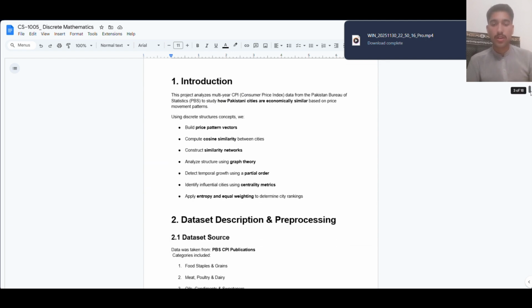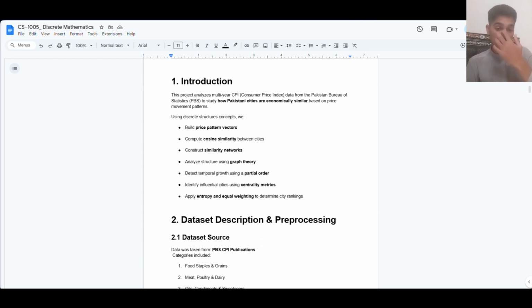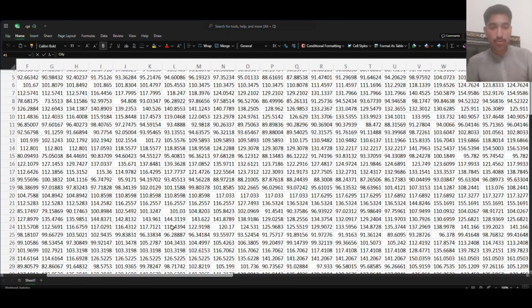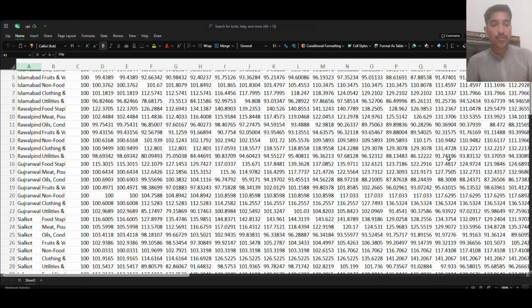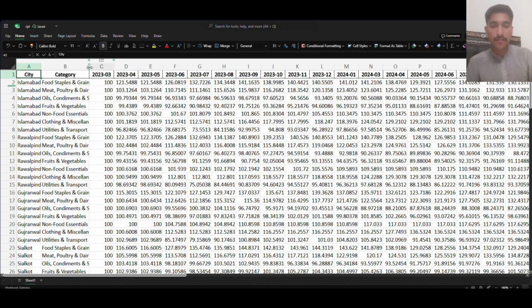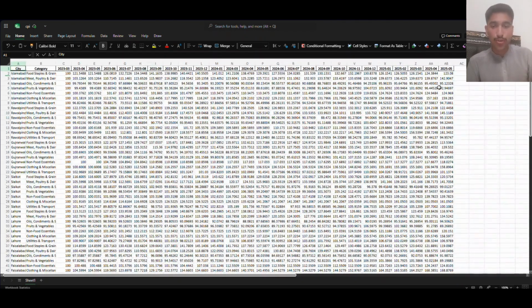So in the introduction, I would start explaining the first part of our project, which is mostly about understanding the basic data that we were provided and then converting it into a mathematical form that we can analyze. The dataset that we used here was the CPI dataset that we took from the website. As you can see on screen, it contained monthly price indexes for different cities and different categories like food, transport, clothing, and many other categories. Each row represents a combination of one city and one category, and we have columns for each month. The dataset that we took is from the years 2023-2025.